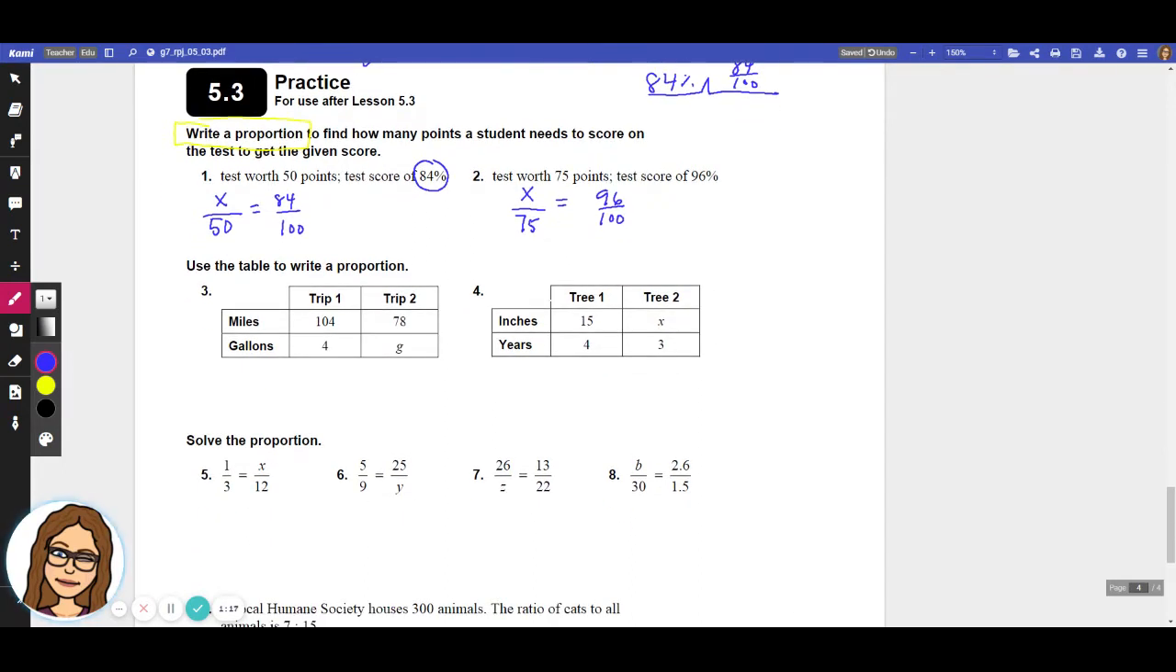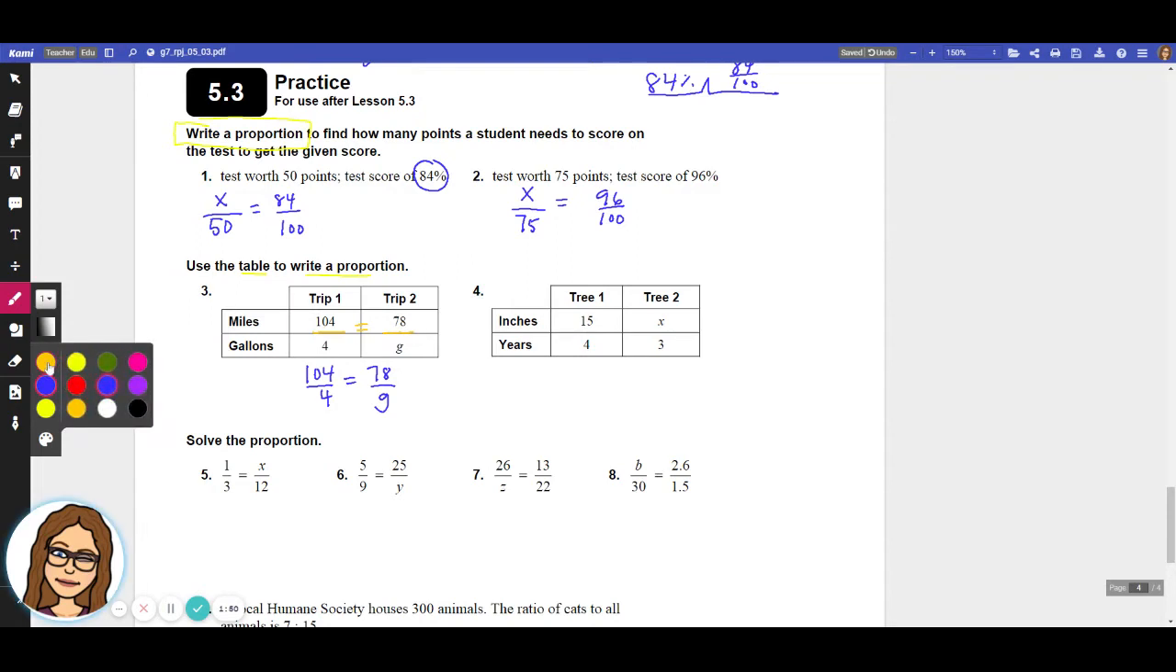Looking at these tables here, this is using the table just to write the proportion. And I love it when they've got tables because look, watch what happens. If I just go like this, your proportion is right there already. So our proportion would be 104 over 4 is equal to 78 over G. We're not solving, we are just setting up. So pause it and try number 4.